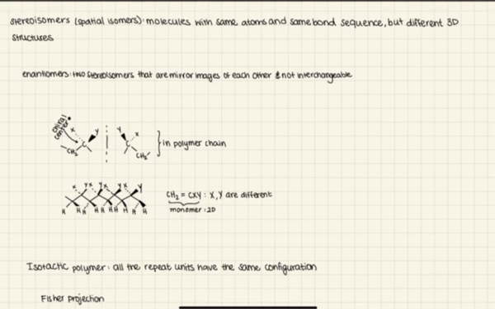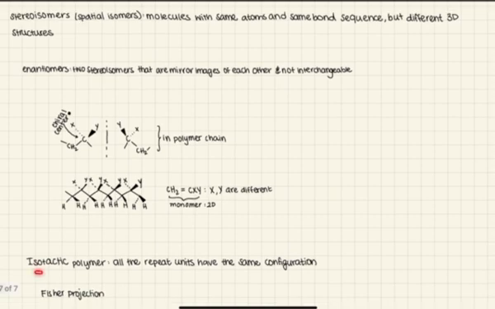Tacticity is most easily described using the example of a hydrocarbon backbone and side groups. There are three categories of tacticity that fall under stereoisomers. The first are isotactic polymers, where all the repeat units have the same configuration.